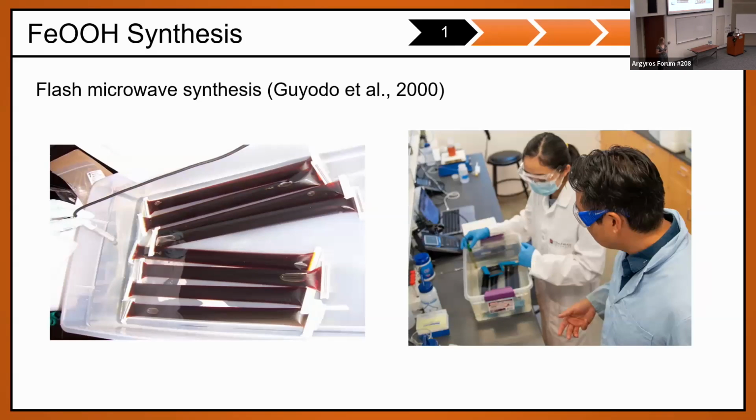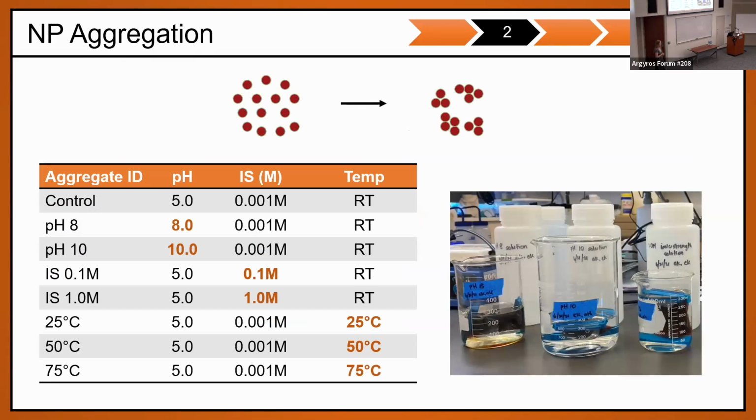So the first thing we did in our methods was we synthesized the iron oxyhydroxide in-house using a flash microwave synthesis that is well described in the literature. There's a few pictures of synthesizing these in the lab. After they've been made, they're allowed to equilibrate in these little tubes for about a week, and that's how we synthesize our iron oxyhydroxides.